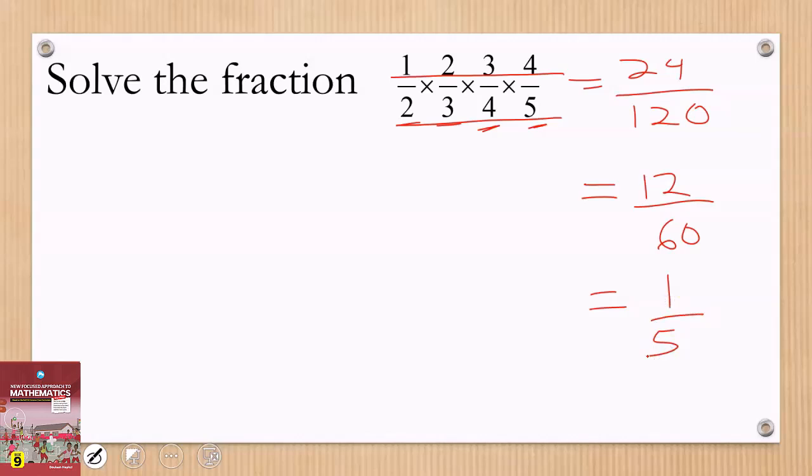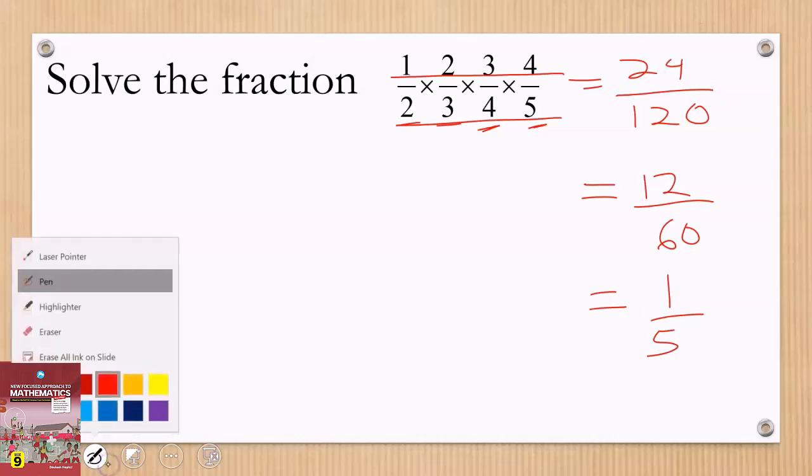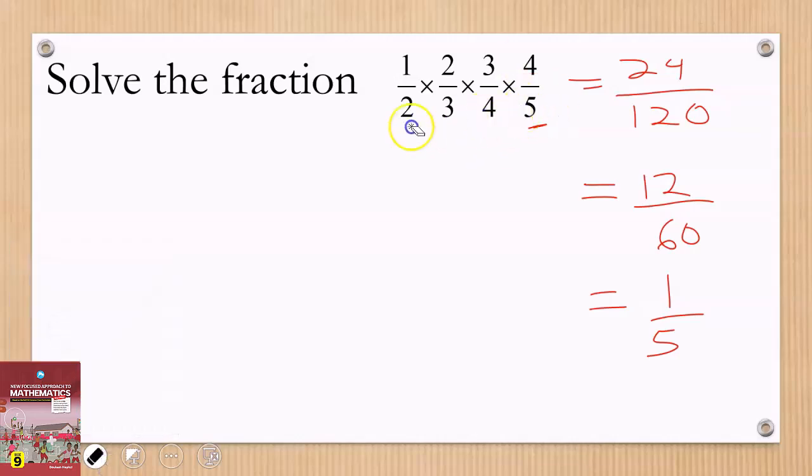Alternatively, I could just do cancellation. So by cancellation, these 2 can cancel this 2 here, 3 can cancel the 3 here, 4 can cancel the 4 here. At the numerator side, we have only 1 left, so 1 times 1 times 1 will give us 1, divided by 1 times 1 times 1 times 5, which will give us 5. And that becomes the answer. Somebody can choose to do this.